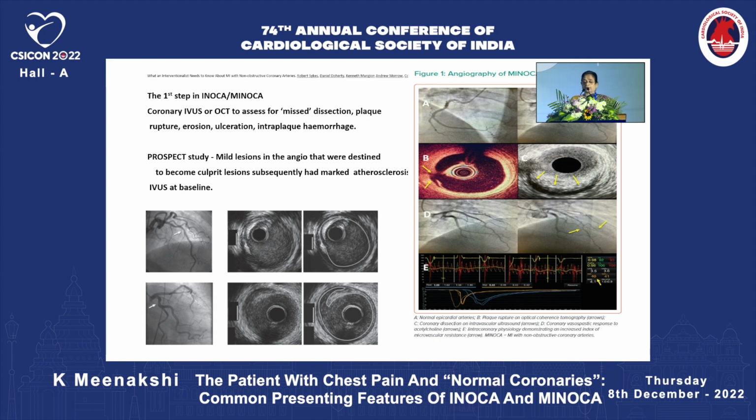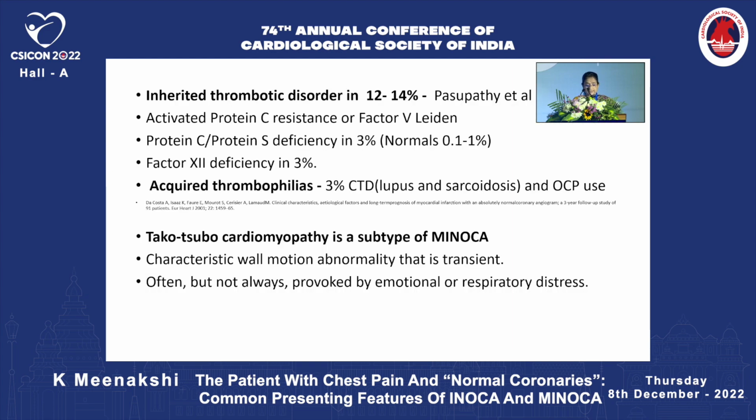Once you feel the patient is probably having INOCA, the first thing is to rule out lesions in the coronary arteries that could have been missed by the coronary angiogram. Therefore, here you get the advanced imaging techniques like IVUS and OCT, which can pick up missed dissections, plaque ruptures, erosions, etc. The prospective study said that mild lesions in the angio that were missed and which later became culprit lesions were picked up by these techniques at baseline itself.